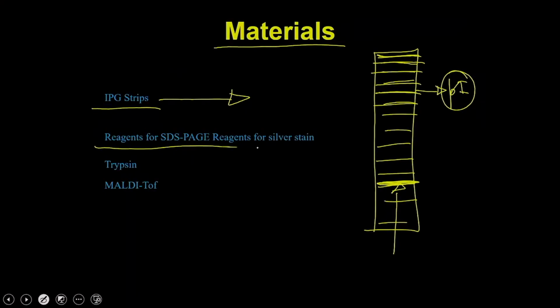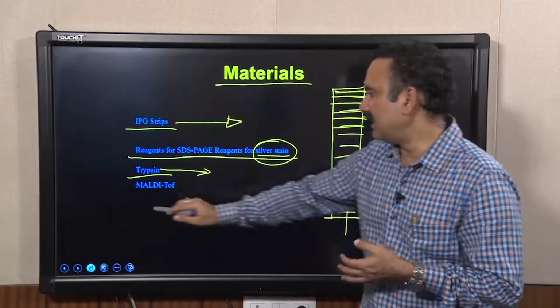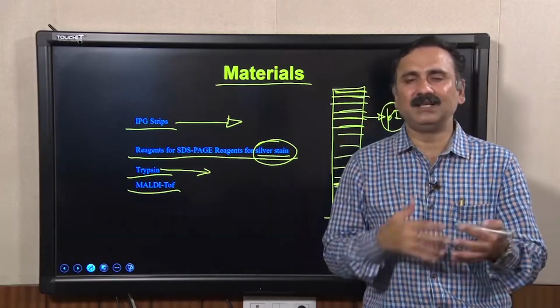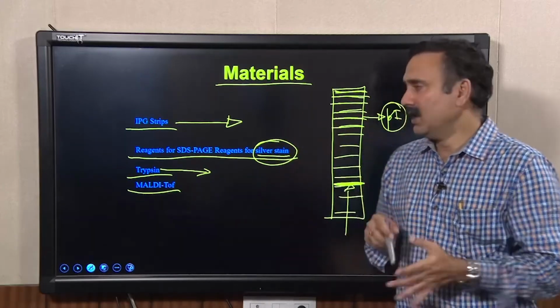Then you need reagents for the SDS-PAGE, and because you want to do sensitive detection, you also require the reagent for silver staining. Then you require trypsin, because once you have these spots you have to trypsinize them so that the proteins produce peptides. These peptides can then be analyzed in a mass spectrometer to know the mass of these peptides, and then you will be able to identify that particular protein.